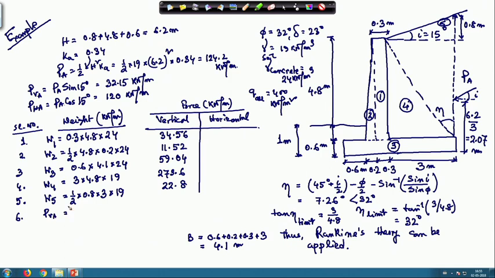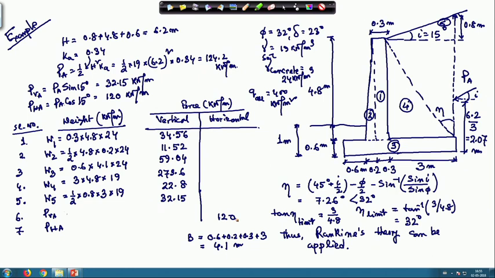And then the sixth part is the PVA. Okay. PVA is the vertical component. So, PVA will be 32.15 kilonewton per meter. The seventh component is PHA, and it is the only horizontal part. So, this value is 120 kilonewton per meter. So, these are all the forces that I have considered. Okay. So, this column is the vertical forces and this column is the horizontal forces.